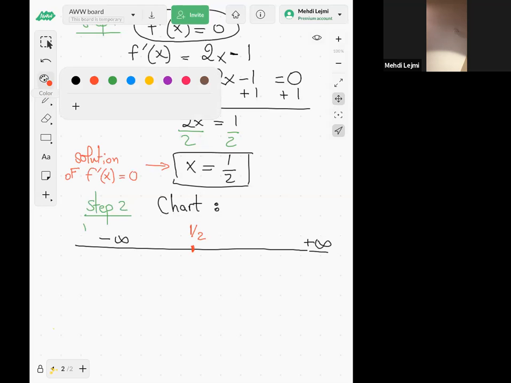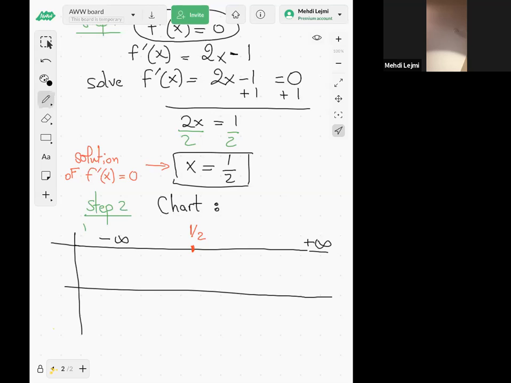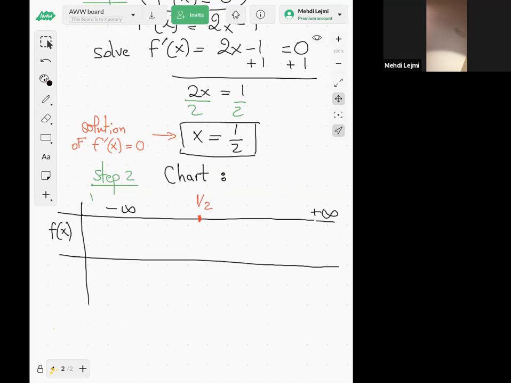Now I'm going to put my rows here. In the first row, I'm going to put f of x, and in the second row, I'm going to put f prime of x, which is 2x minus 1, right? That's my f prime of x, 2x minus 1.